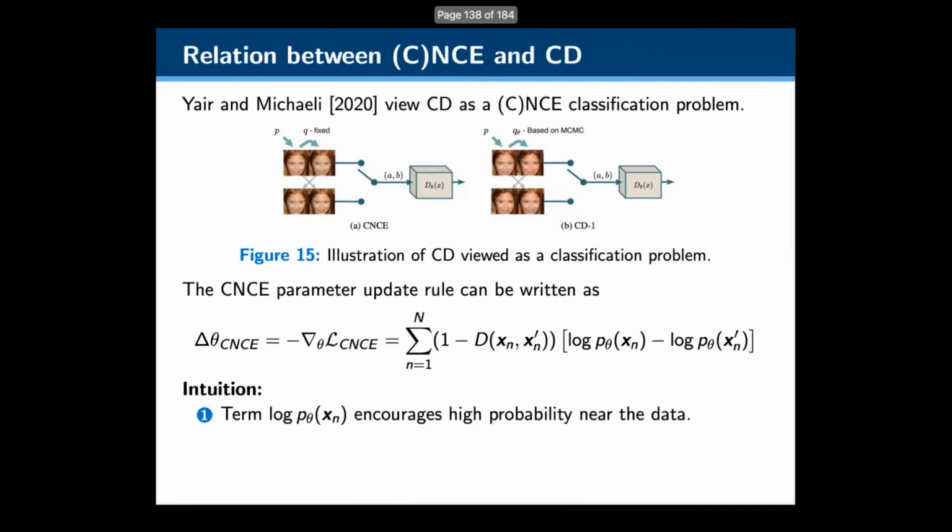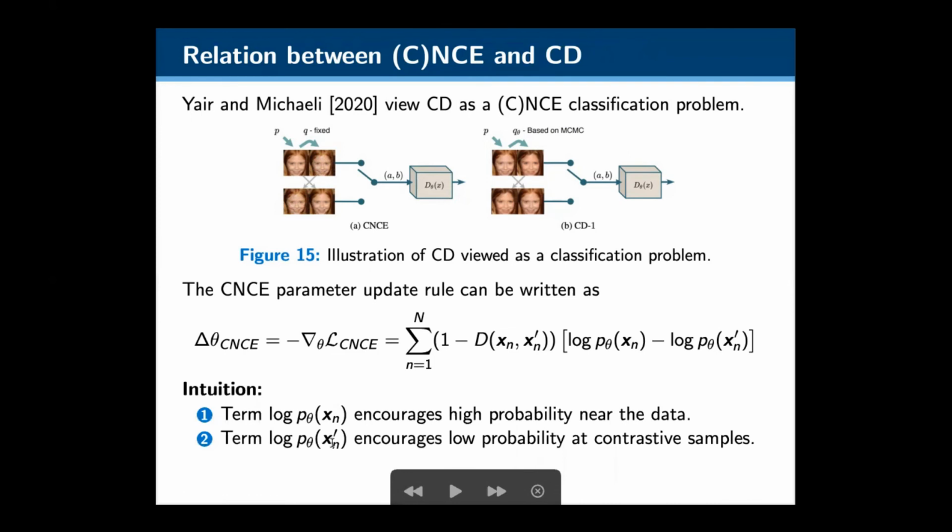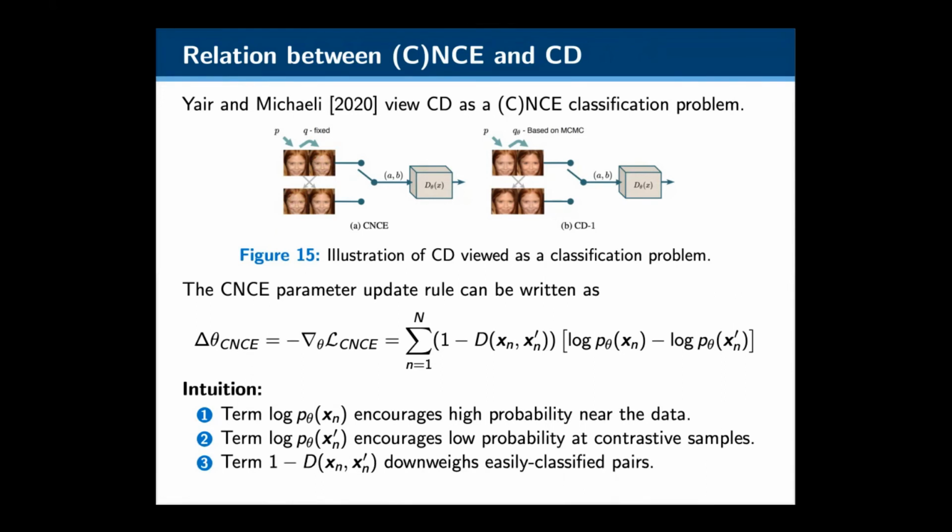The intuition about this expression is that this nabla log p term encourages high probability near the data. Since x_n comes from the data distribution, this update rule should give more probability to the data. The second term, where x prime comes from the contrasted sample, says that you should put low probability on the contrasted samples. And the term 1 minus D downweighs easily classified pairs.